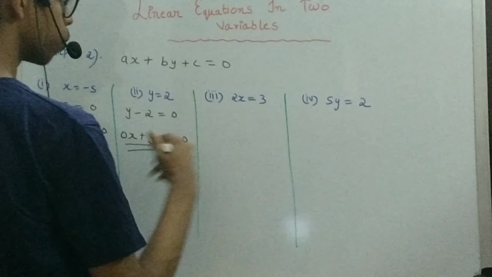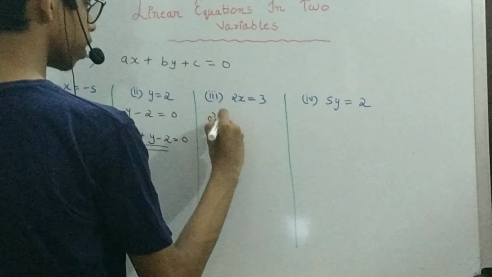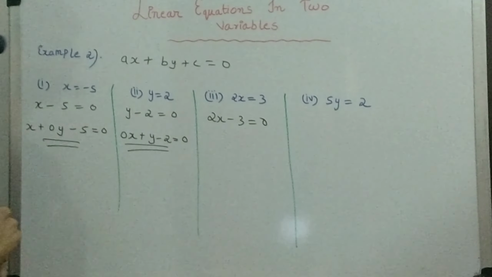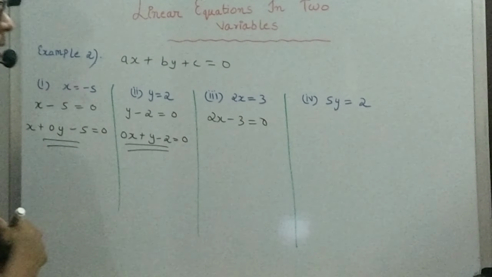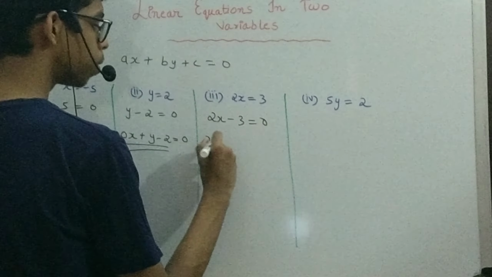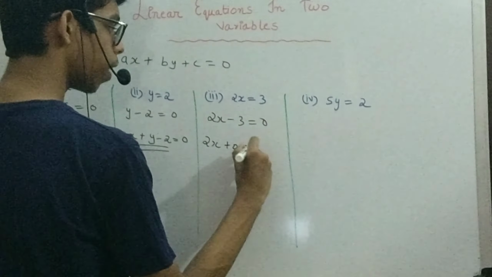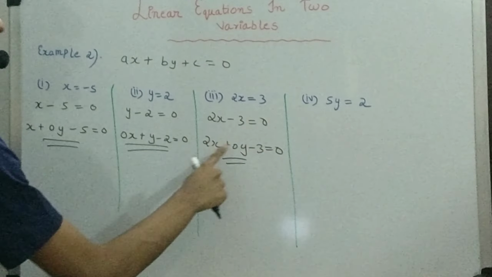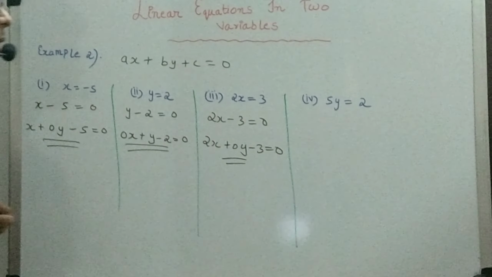Now here also, first of all, let us bring this 3 to the other side. So 2x minus 3 is equal to 0. Now here if you see, the y term is missing. So you can add the y term, 2x plus 0y minus 3 is equal to 0. Isn't it? It is of the form ax plus by plus c equals 0.